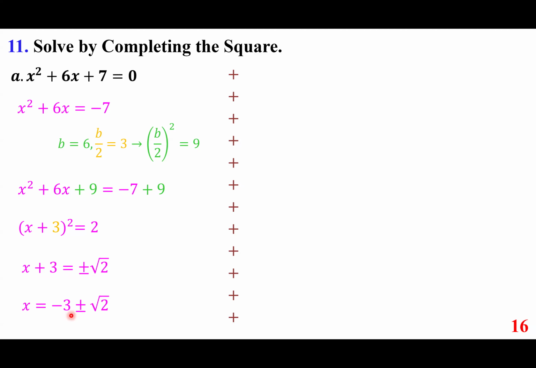Notice there are two answers here. Minus 3 minus square root of 2 and minus 3 plus square root of 2, and this is an exact answer. So first let me write the two answers. I want to make sure everybody can see that there are two answers. One of them is negative 3 minus square root of 2. The other one is minus 3 plus square root of 2, okay? And this is an exact answer.